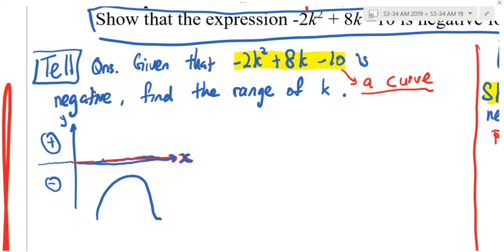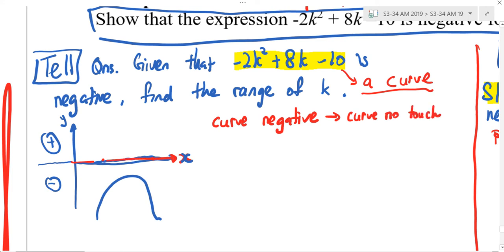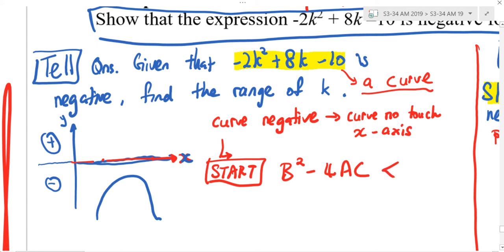So this curve and the x-axis, do they meet or don't meet? No. No meet means b squared minus 4ac is more than 0, equal to 0, or less than 0? See, now can tell, exam cannot tell. Can you write down: curve. Can you move your hand as well, not your mouth? Curve negative means curve, no touch the x-axis. And it means I start with b squared minus 4ac is less than 0.